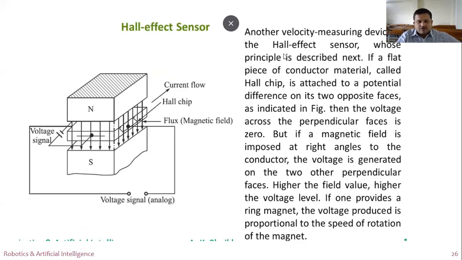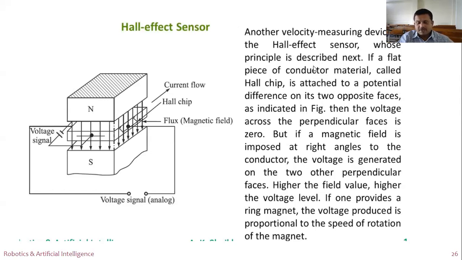Now, next is the Hall effect sensor, which we will see. See that the permanent magnet is there. Then the Hall chip is there. It is also provided with some voltage. For the permanent magnet also we have provided some voltage. Another velocity measuring device is the Hall effect sensor, whose principle is described next.